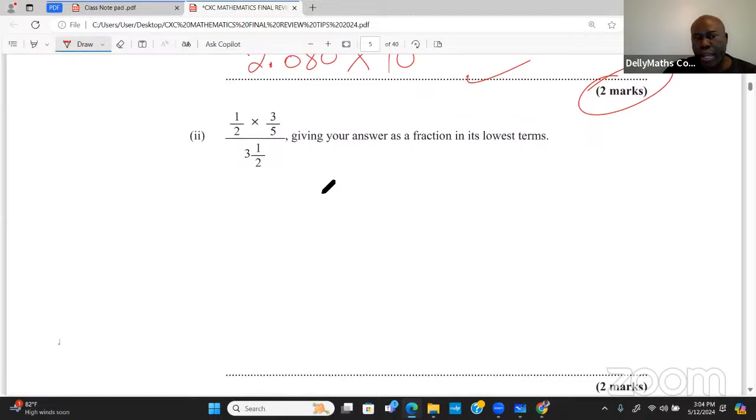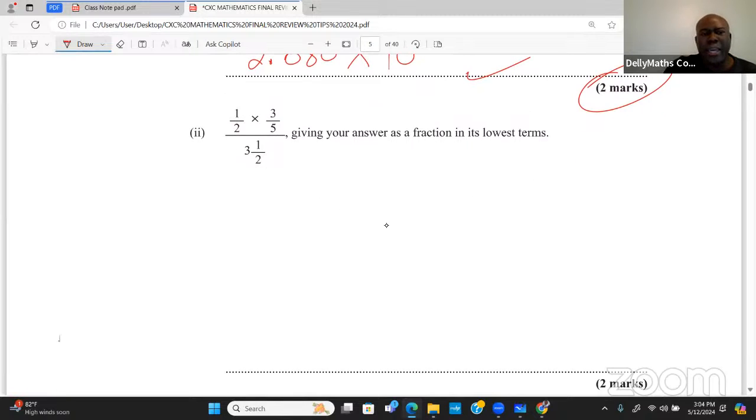For question 2, we are looking at a composite fraction where we have a half times 3/5 as a numerator, and we're going to divide this by 3 and a half. So let us take the numerator first, so we're going to deal with the top part. For the numerator, what we have is a half times 3/5.